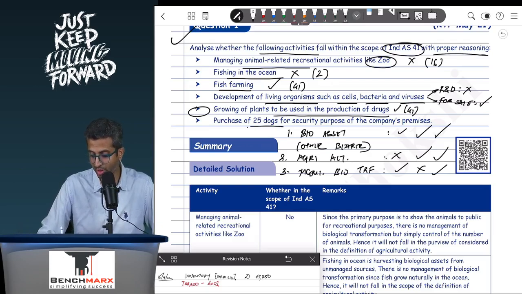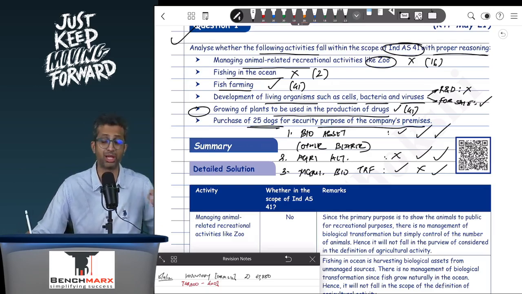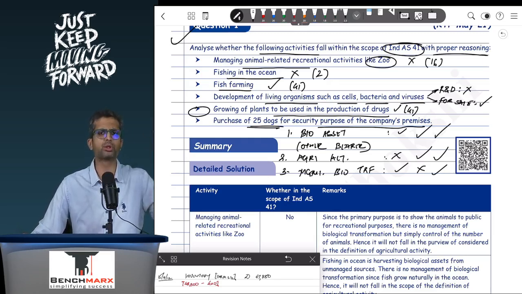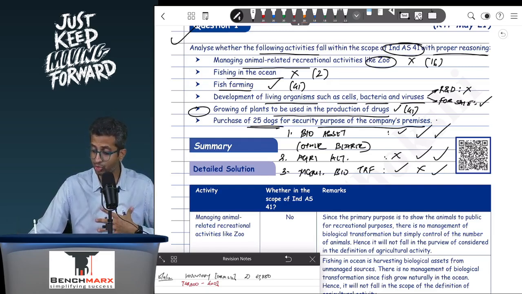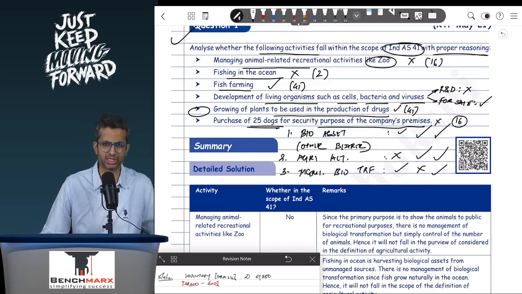Acha, purchased 25 dogs for security purpose for the company's premises. Again, these dogs are living assets. You are managing the biological transformation, but again they are not held for sale or for agricultural produce or primarily for additional biological assets, and as a result this will not be covered under Ind AS 41. Instead you can take it under Ind AS 16. So maybe in an MCQ, if it comes, you should be able to address it.